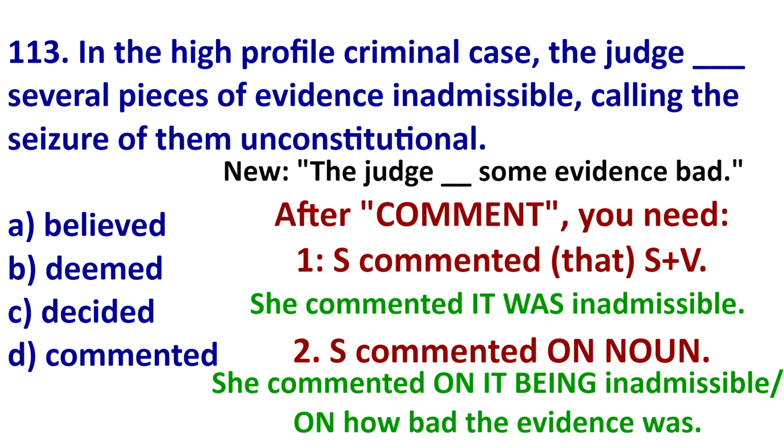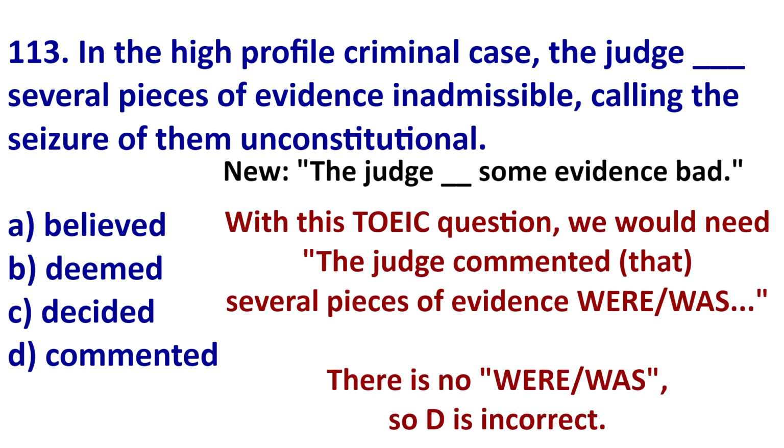Or X comments on noun form. For example, she commented on the evidence. She commented on how bad the evidence was. So you can go commented on noun or commented that subject plus verb. Here, we do not have that. We don't have commented on, plus we don't have commented that the evidence was inadmissible. We don't have a verb. So now we have B or C.